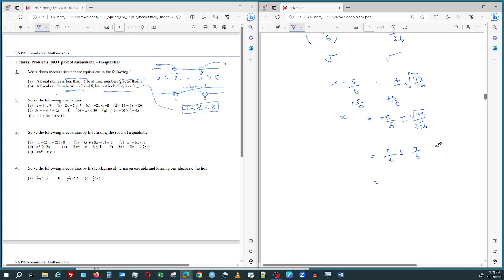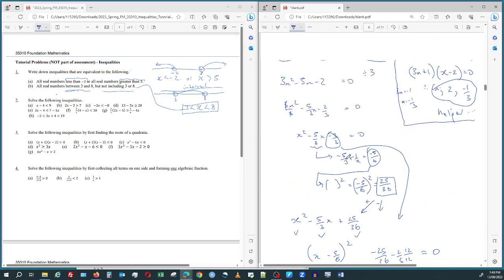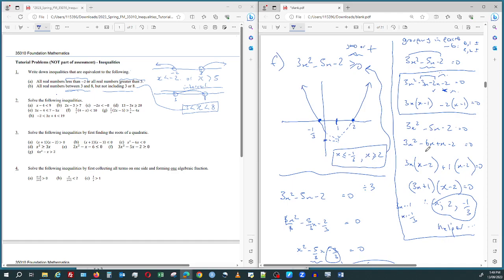5 plus 7 is 12. 12 over 6. 5 minus 7 is minus 2 over 6. So we've got 12 over 6 is 2, and minus 2/6 is minus 1/3. Okay, guess what? They're the same. They're the same solutions as you got up here when you had your process of grouping in pairs.